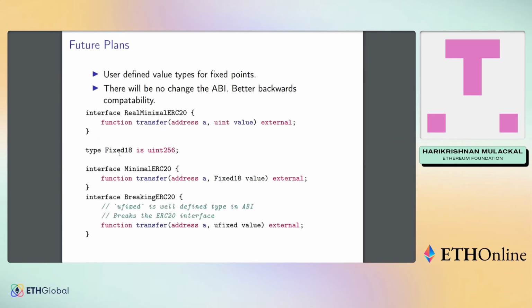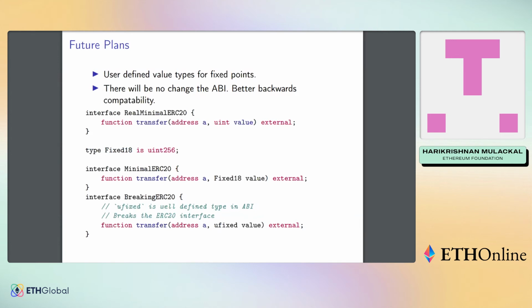So where do we go from here? First of all, it's not clear to us if fixed points as a type should belong to the language, but we want to have very good support for fixed point arithmetic in the language. And one way to do that is by allowing users to build their own types and operations on the type. And the first step towards this is already there, which is user-defined value types. So you can try to implement your own type. In this case, it's fixed 18.